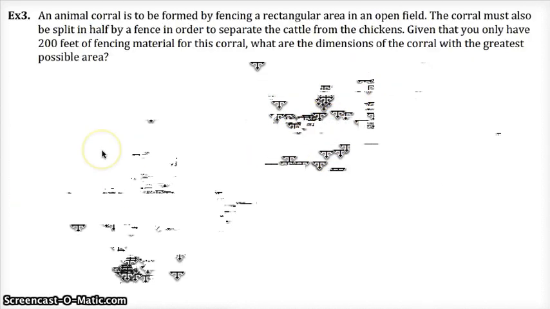Okay. Next problem. An animal corral is to be formed by fencing a rectangular area in an open field. The corral must also be split in half by a fence in order to separate the cattle from the chickens. Cattle and chickens get the same amount of area? That doesn't seem fair. Chickens are so much smaller. Given that you only have 200 feet of fencing and it's out in the open, no house borders or anything like that, what are the dimensions that give you the greatest total area?